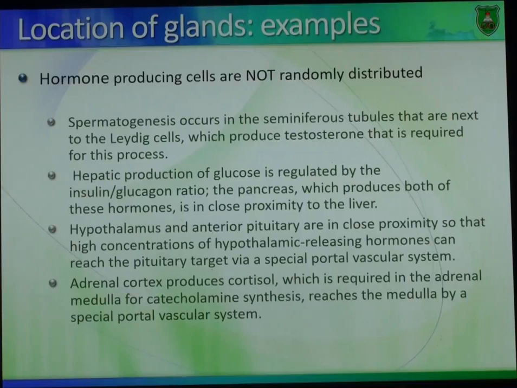The hypothalamus and the anterior pituitary gland are also close to each other, so that the regulatory hormones released by the hypothalamus can reach the pituitary gland nearby at high concentrations. Finally, the adrenal cortex produces cortisol, and this cortisol is required for the adrenal medulla in order to synthesize catecholamines, and they are again next to each other as well. All right.